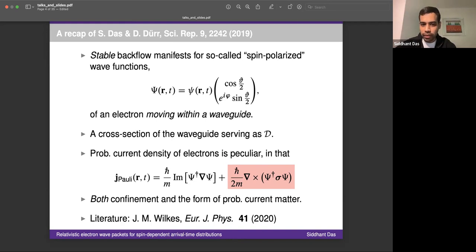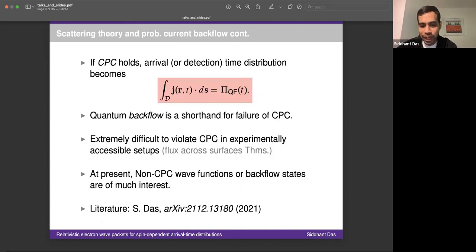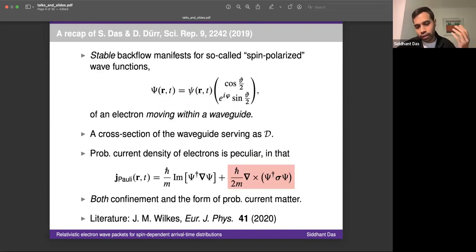So in short, to produce backflow, so I would use the word backflow for non-CPC because it's just a short name, we looked at particles with spin moving in a waveguide. And actually, both these ingredients are extremely important, both the confinement produced by a waveguide and at the same time having spin in the discussion, because it turns out that if you took a spin zero particle, let's say, governed by Schrödinger's equation, and you made it move in a waveguide, you won't see this backflow, or you won't violate CPC. At the same time, if you took a spin half particle like an electron and didn't have the waveguide confining it, you would also not see the backflow. So both these ingredients are crucial for violating this current positivity condition.